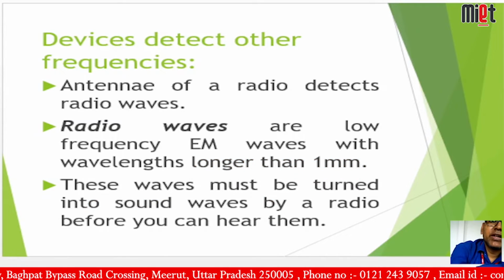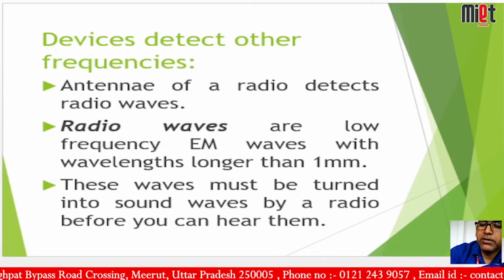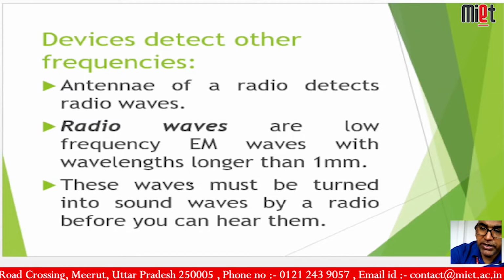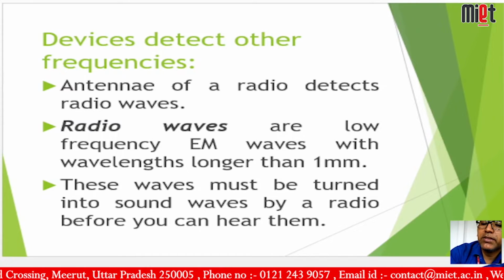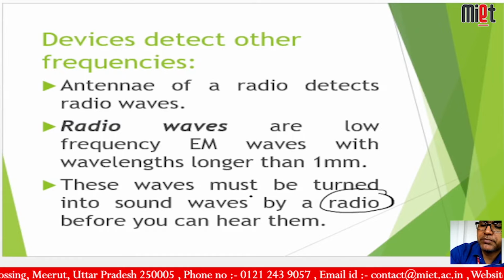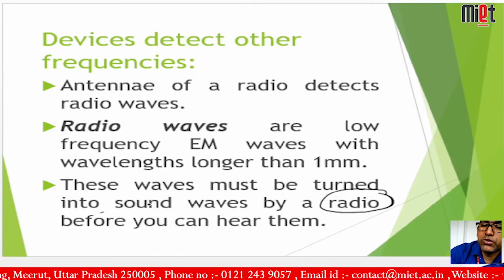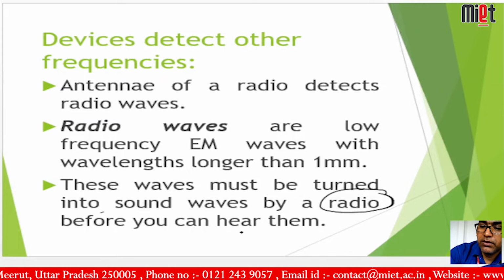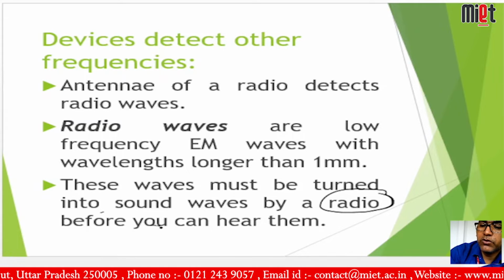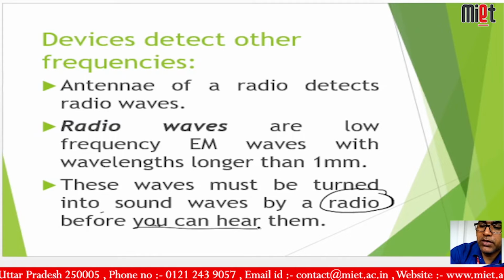The antenna of a radio detects radio waves, and these waves must be turned into sound waves by a radio before you can hear them. So when electromagnetic waves are received from space, these electromagnetic radio waves are converted into sound by the radio, and that sound can be heard by human beings.